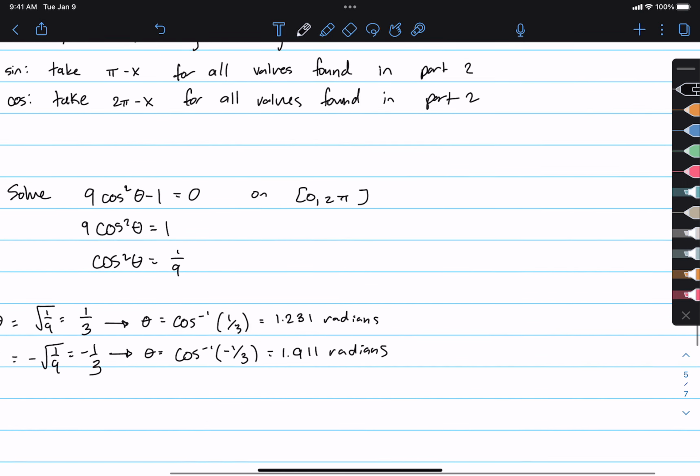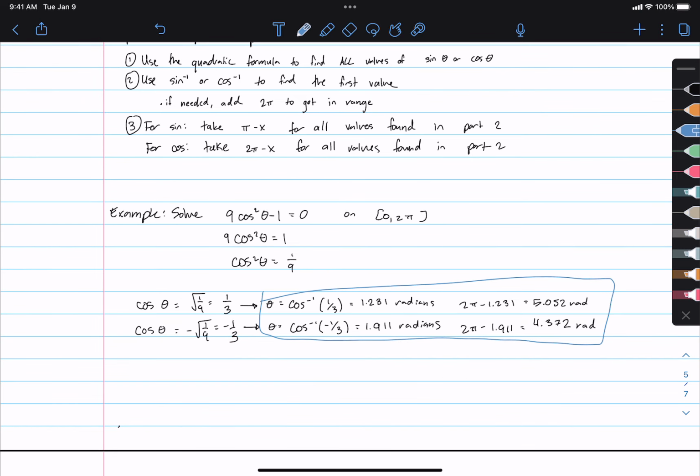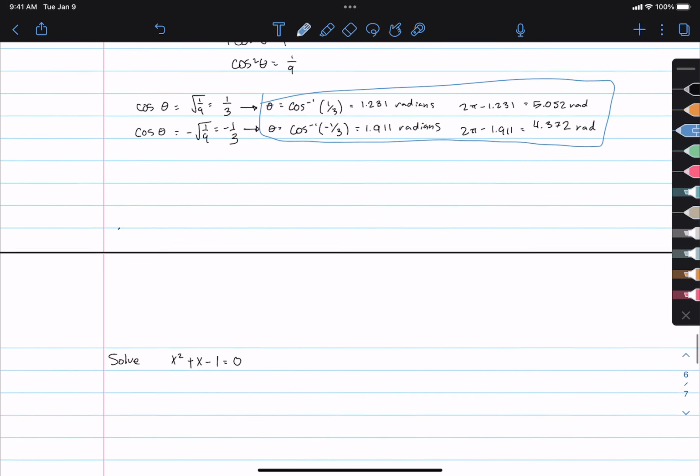Because it's cosine, we're going to take 2 pi minus 1.231, and that's going to equal 5.052 radians. And for this one, we're going to take 2 pi minus 1.911 radians, and that's going to give us 4.372 radians. And then these would be all of our solutions. And there we go, we're done.